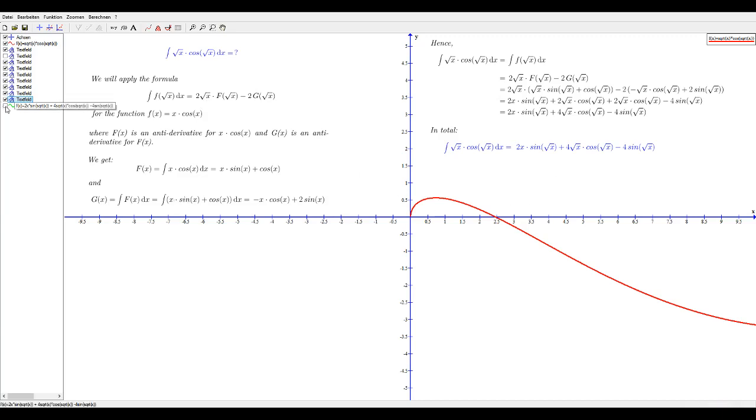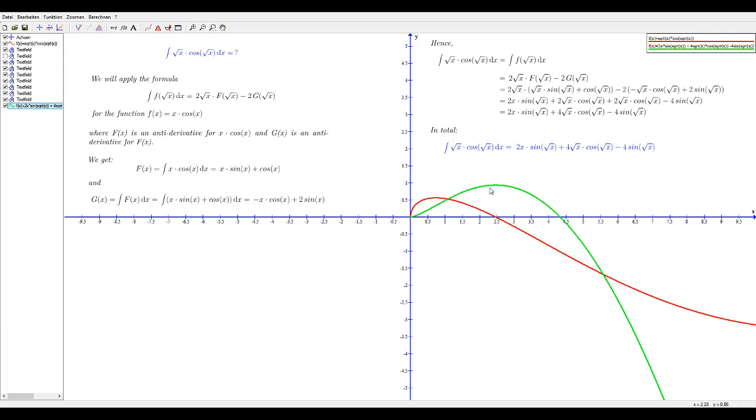And how do we do this? Well, we just take this function here that we got, this 2x times sine of square root of x plus 4 square root of x times cosine of square root of x minus 4 sine of square root of x. It's this green function here. I've drawn this here right now. And we take the derivative of it, and we should get our original red function, the square root of x times the cosine of square root of x. We can do this manually, and we will see that we are indeed correct, but we can also let this program take the derivative of this green function for us, and we will indeed end up with this red function.